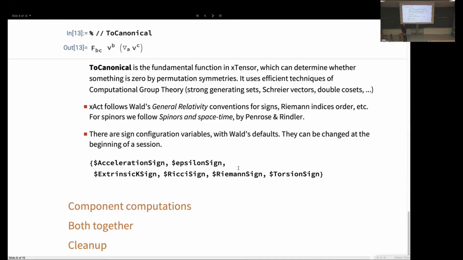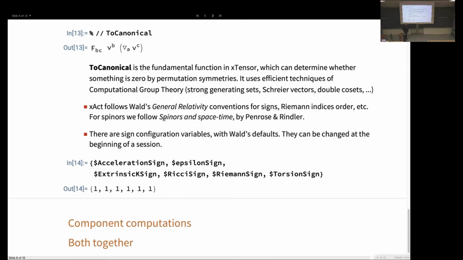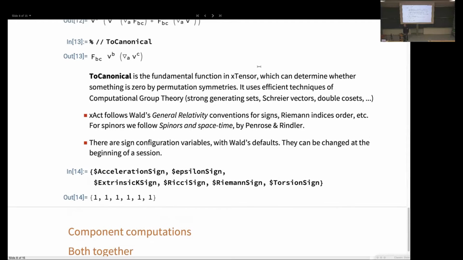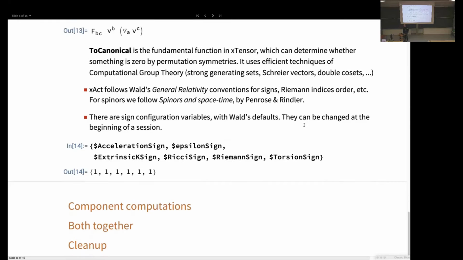So xAct is constructed following Wald's book, General Relativity. This follows strictly all the conventions, etc. But if you want to change them, there are some variables that have by default value 1. This is Wald's conventions. You can change them at the beginning of the session. Don't change it during a session because the system will get confused. And yeah, you can follow other convention systems. So for spinors, we follow Penrose and Rindler.